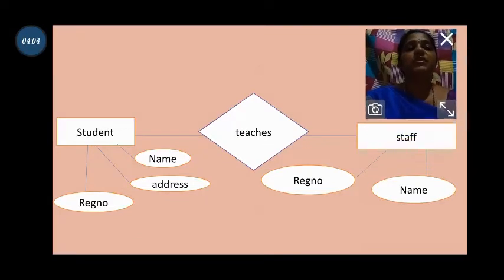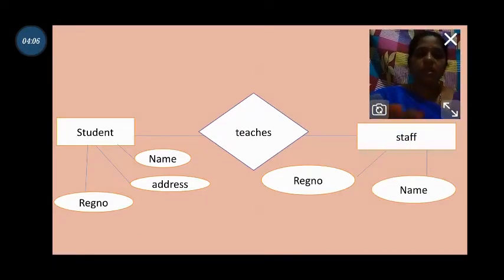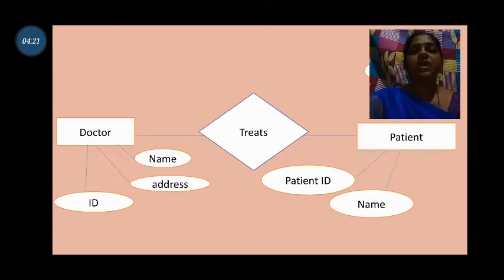So here is an example, where teaches is a relationship set between the two entities student and staff, with the attributes register number, address and name for the student, and name and register number for the staff. And this is another example. Doctor is one entity, patient is another entity, and the relationship between these two entities is treats.